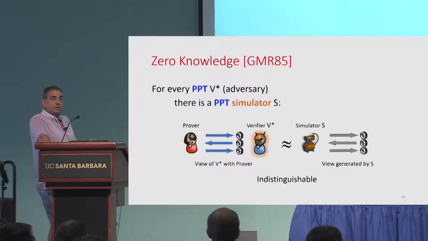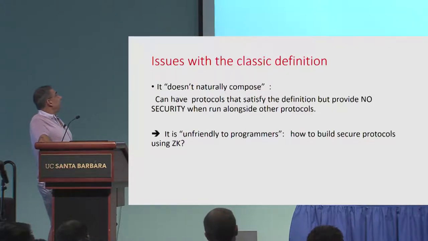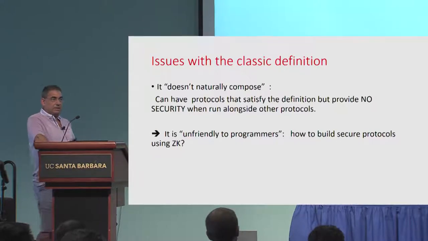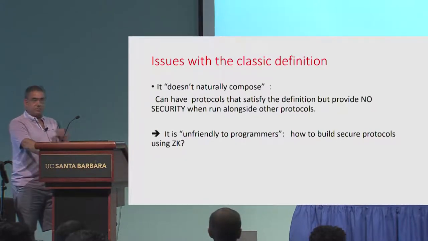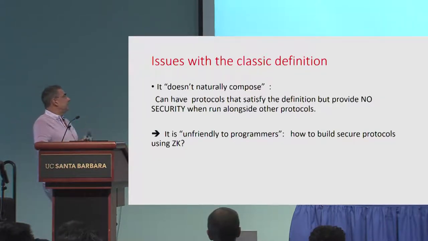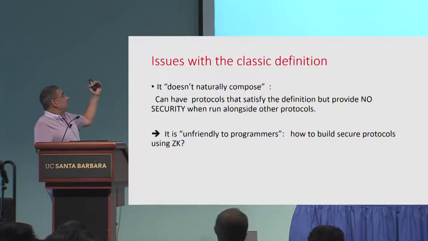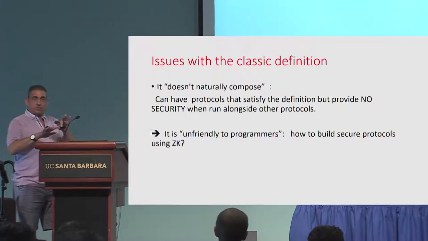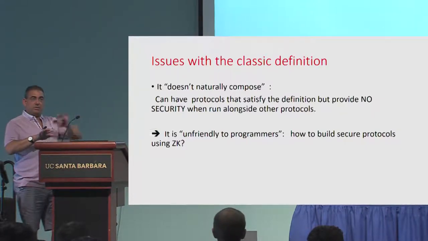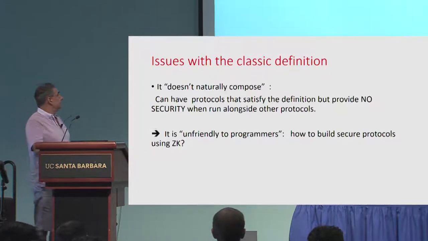Now we want to actually use it in life. And we know that this definition doesn't compose. Let me not tire you with example details. I'm sure half of the people here know, and the other half don't know, and this is not the place to learn. But the point is that zero knowledge doesn't compose naturally. You can have protocols that satisfy the definition, but when you run two of those protocols alongside each other, or maybe one protocol alongside something else, all security breaks, the witness comes out, there is no security whatsoever.